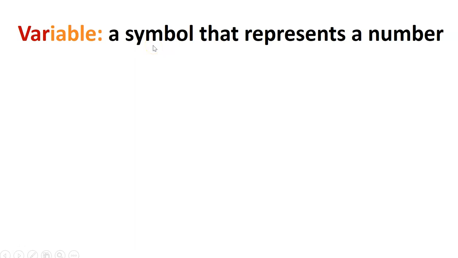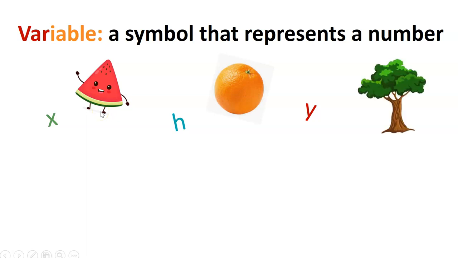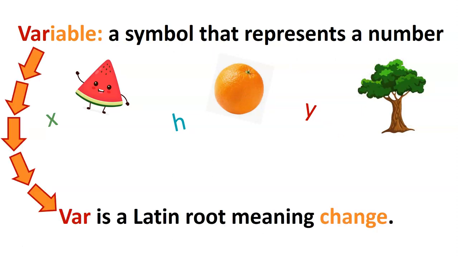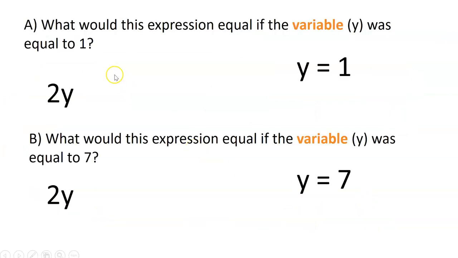So let's talk about the symbols that you could use. You could use a letter like X or Y, or you could use a different letter like H. You could use a symbol like a watermelon or an orange or a tree. A variable is simply a symbol that represents a number. This first part of the word variable, var, is a Latin root word meaning change. Let me show you how the word variable has to do with change.